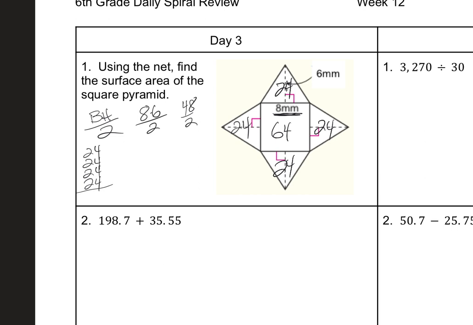Nope, Mr. Green's wrong. 24 times 4, 96. And then add the 64 to it, and I get 160. This is an area problem, so we must write our units squared.